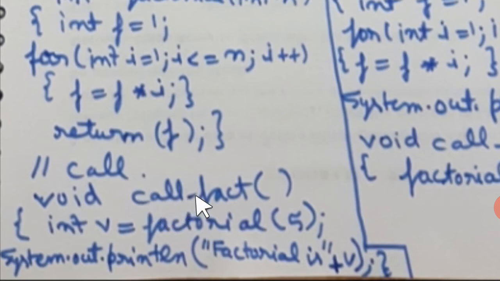So void call_fact is another function which is going to call the factorial function. So just see the function call. I've just written the name of the function. Whenever you call someone, what do you do? You take the person's name. So similarly here also the function is being called, so just write the function name, and if any argument is required, then write the argument in the parenthesis.